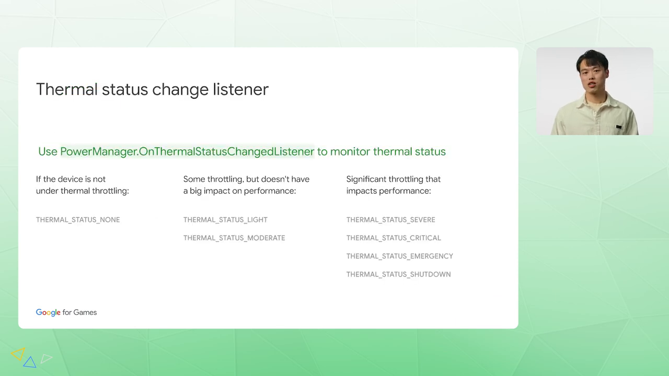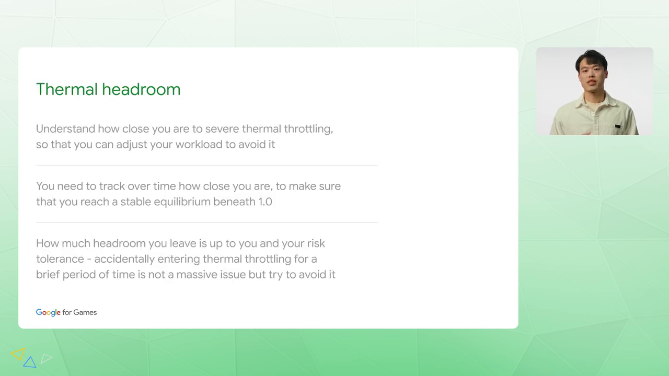Okay, so let's take a closer look at the on thermal status change listener API. There are essentially three stages of thermal status that you as developers will know. No thermal throttling, some thermal throttling but has no significant impact on the performance, and significant throttling that impacts the device performance. But then when you receive a callback about the device hitting any of the significant throttling, the performance of the games already suffer, and it takes bigger efforts to turn things around.